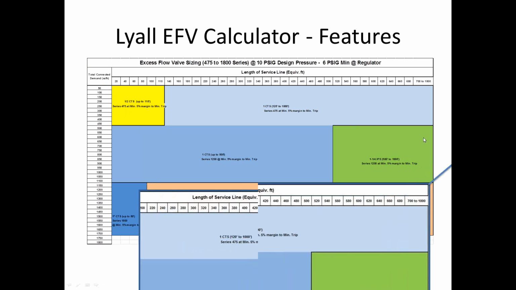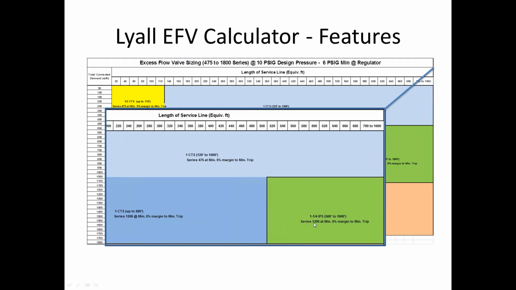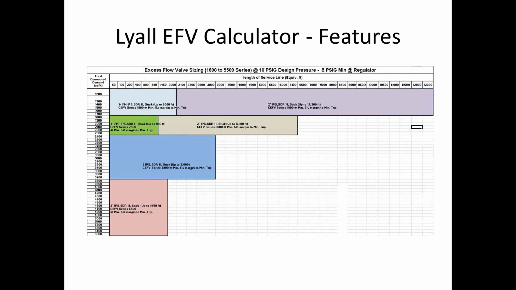Looking at the other side, you can see if we get into some longer service lengths, some higher flows, inch and a quarter IPS pipe, a Series 1200 would fall into this range. So it allows you to then select or pre-select, so it doesn't have to be determined at the time, which EFV is going to be used in which classification of service installation.